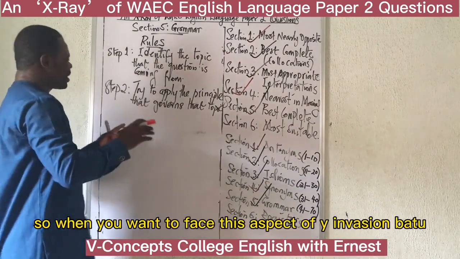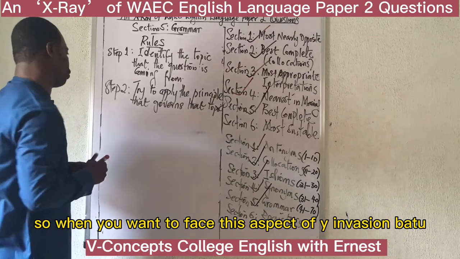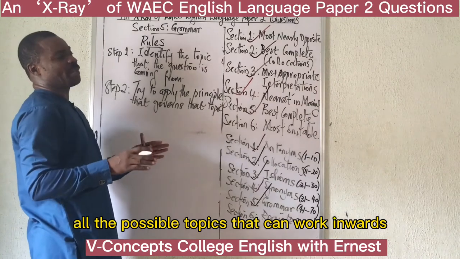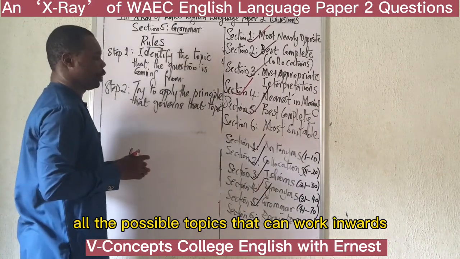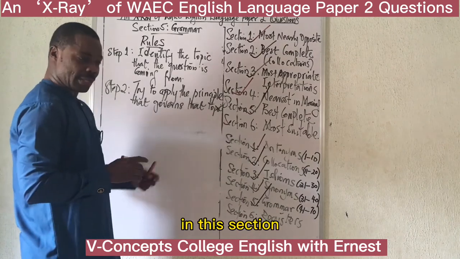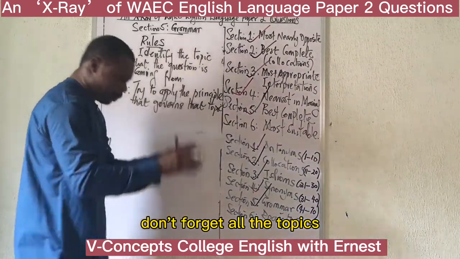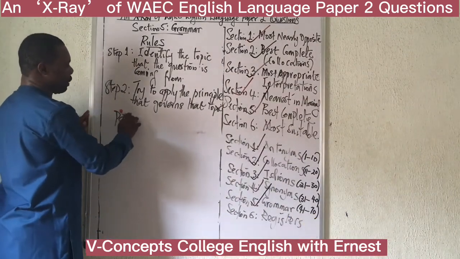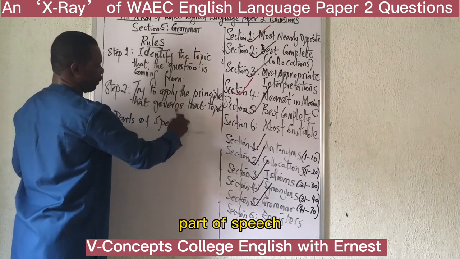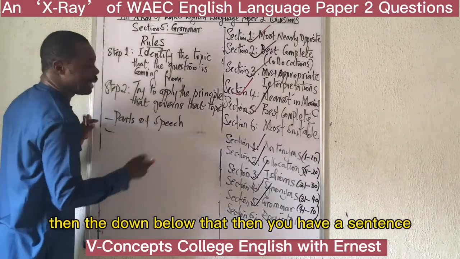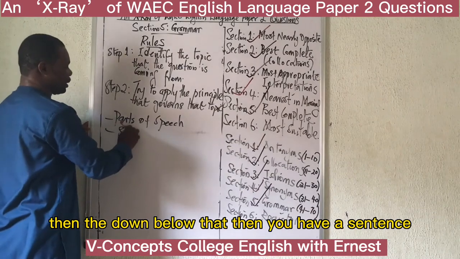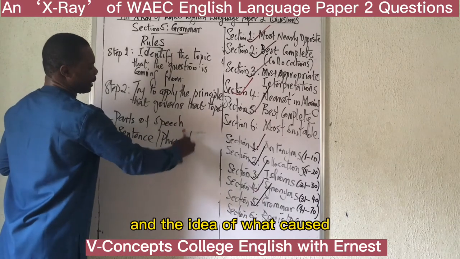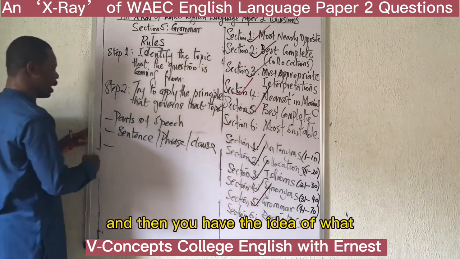So when you want to face this aspect of WAEC English paper 2, you quickly have to run your mind through all the possible topics that can come up in this section. Don't forget, they are all the topics on grammar. They usually start from part of speech, then the noun, the verb, and all of that. Then you have the sentence, then you have the idea of phrase, and the idea of clause.